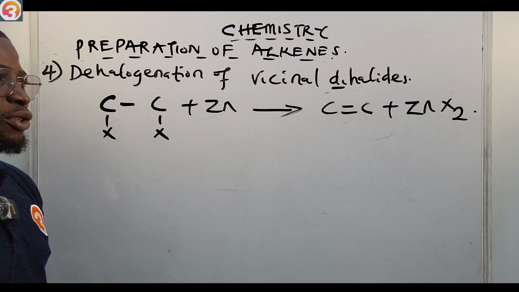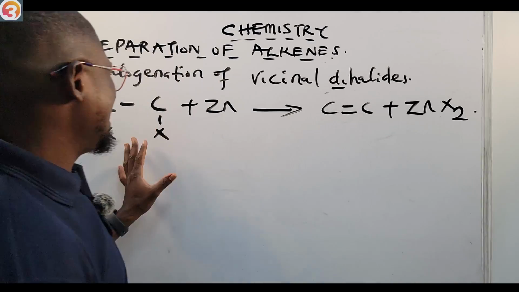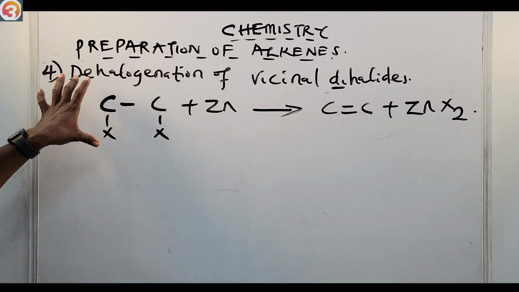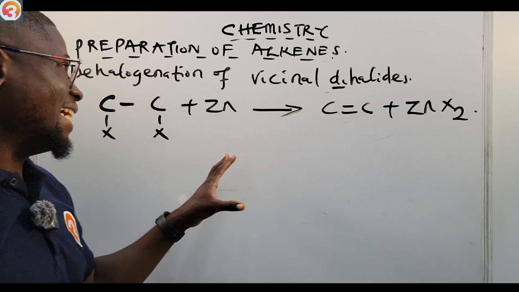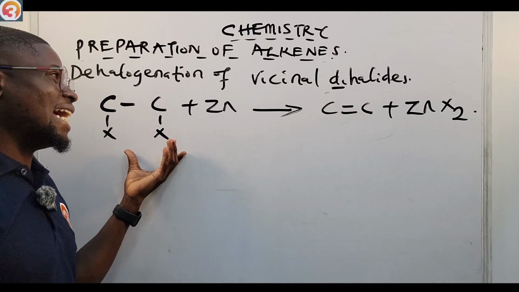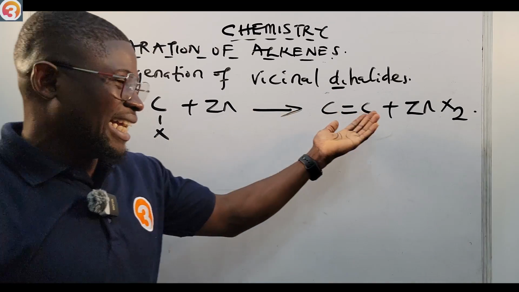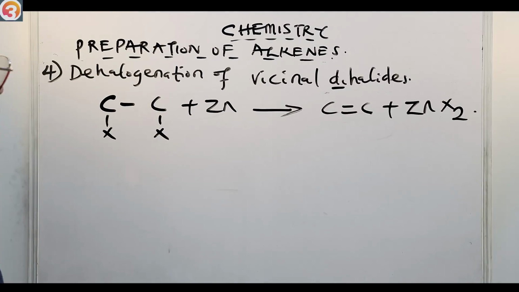So this is how we can prepare an alkene, another method for preparation of an alkene. We call it dehalogenation of vicinal dihalide. That means we are removing these halogens from this dihalide, and then we are getting an alkene.